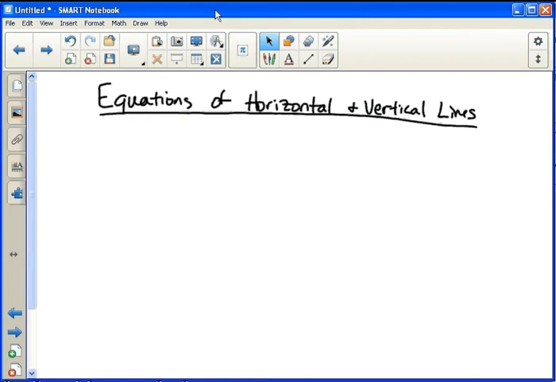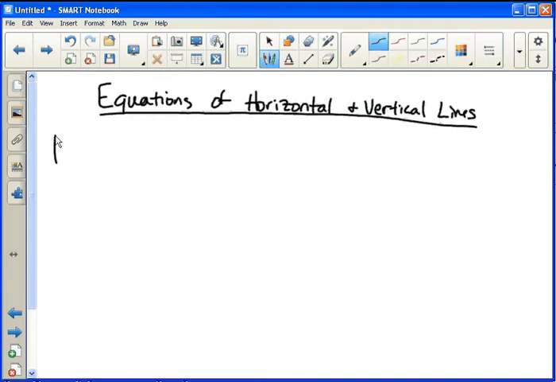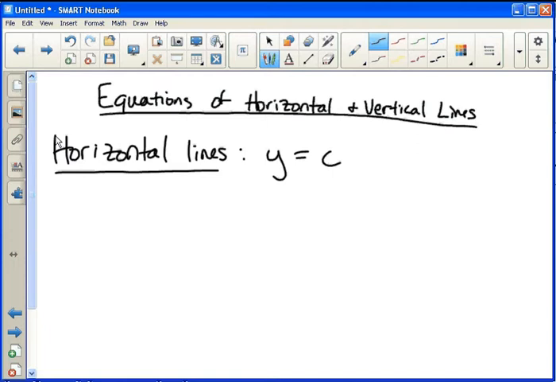Continuing our review with linear equations, we need to focus on the equations of horizontal and vertical lines for just a minute. Horizontal lines are always going to be of one certain form. They're always going to take the form y equals c, or y equals a number. So some examples would be y equals 2, y equals -3, y equals pi, any number.